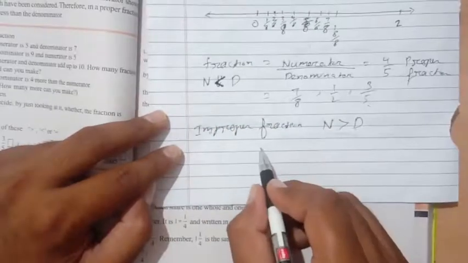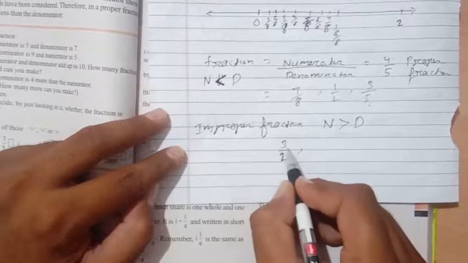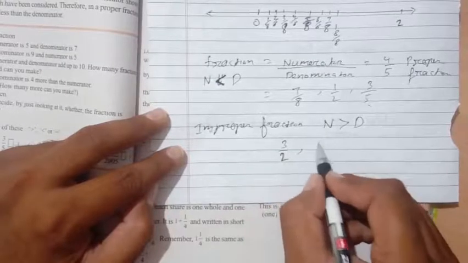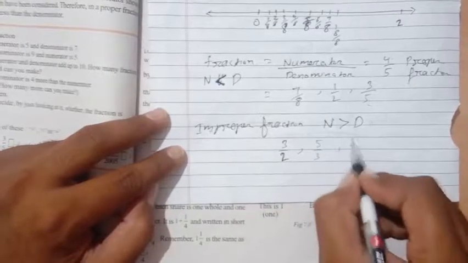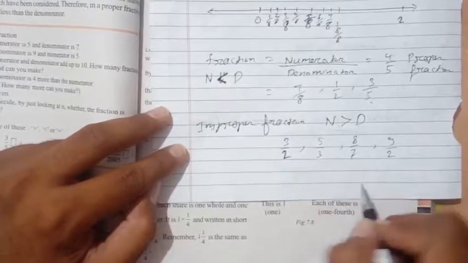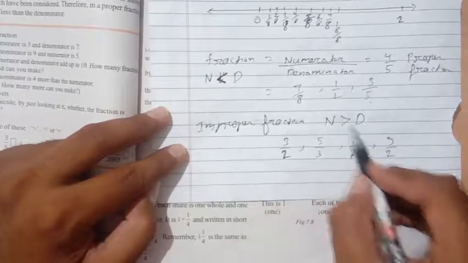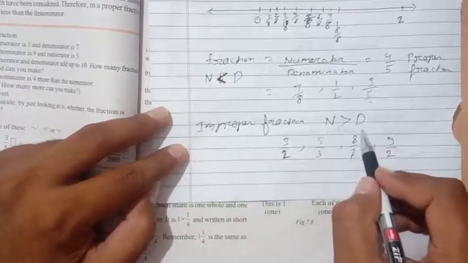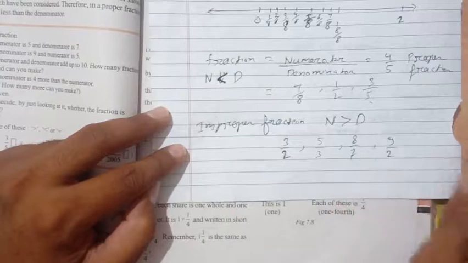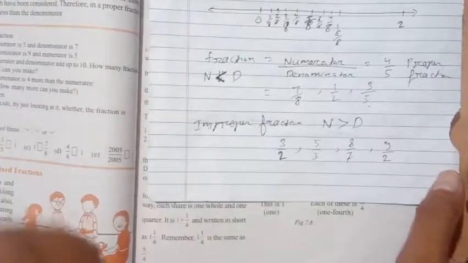So what are the examples of improper fractions? 3 by 2, here the numerator is greater than the denominator. 5 by 3, 8 by 7, 9 by 2 are all examples of improper fractions where the numerator is greater than the denominator. And in a proper fraction, the numerator is less than the denominator.